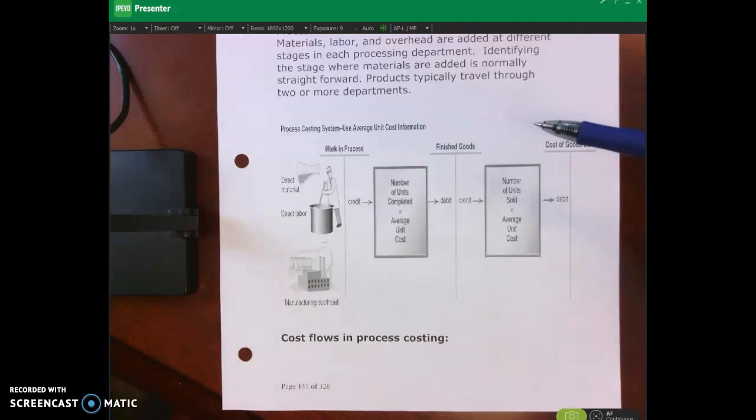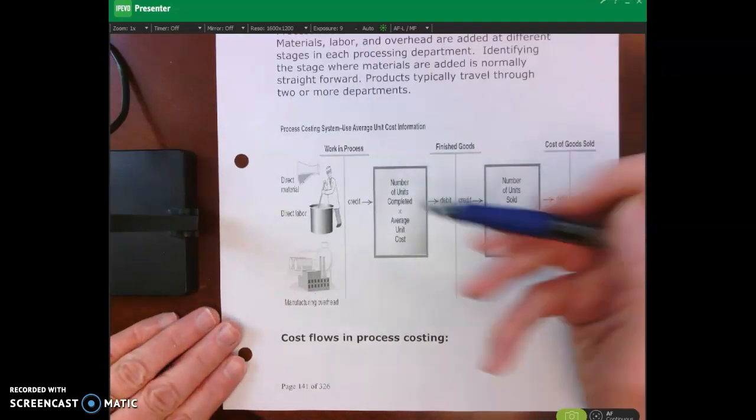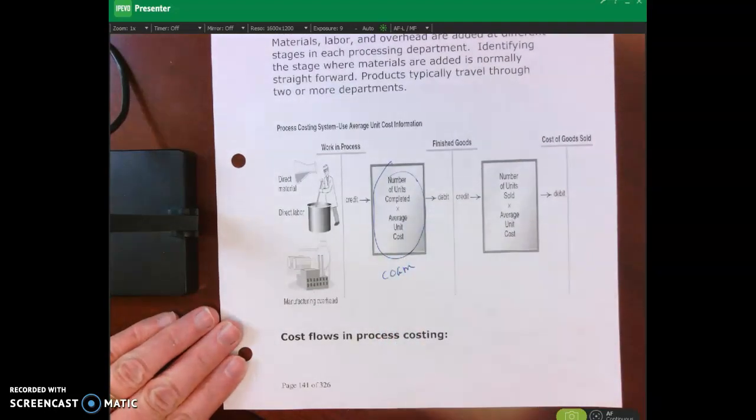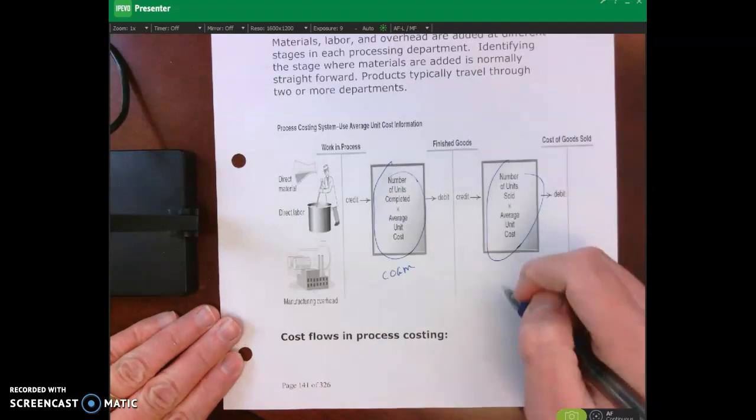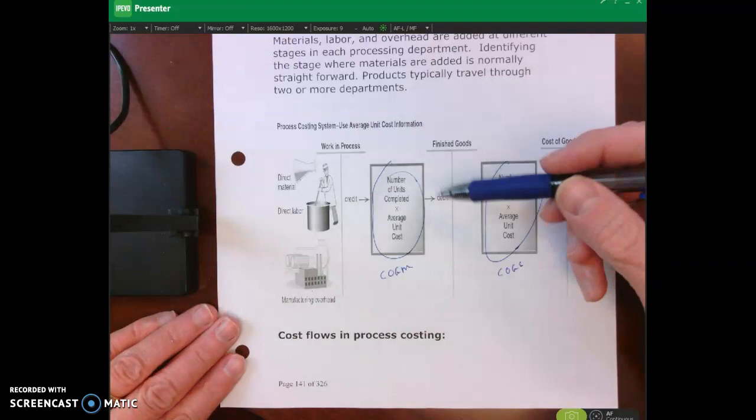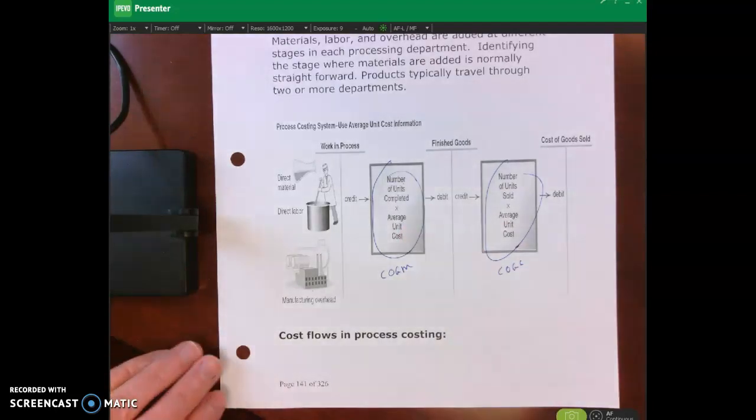Now, how do we figure out the cost of the units that we finished? And if you think about this, this is cost of goods manufactured. This is cost of goods sold. How do we determine that? Well, we take the number of units that we completed, okay, times the average unit cost.